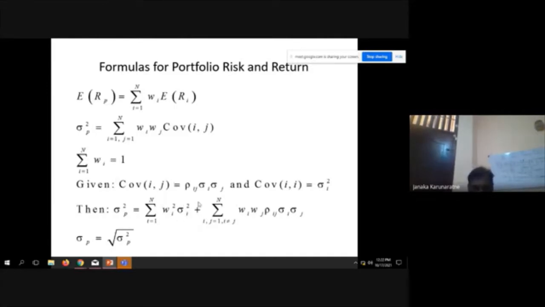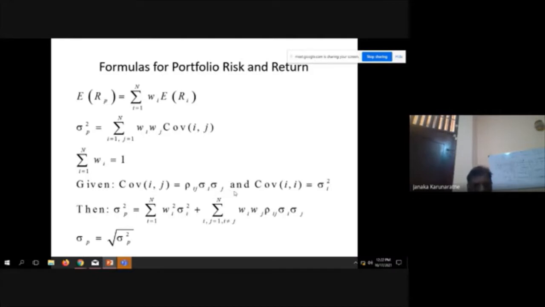Then the covariation ij, another term we can use. I think most of you have heard about correlation. Correlation is rho ij, and the covariance is rho ij times sigma i, sigma j.